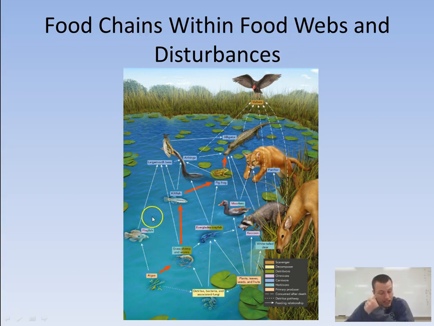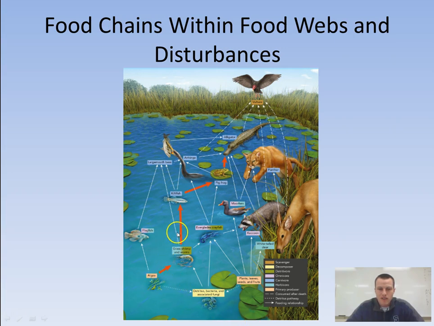Here's one highlighted here for you. So it starts with algae, and then it goes to grass shrimp, then goes to this fish, then to this herring of some sort, then to the vulture, and then probably goes back down to our detritivores, and then our plants get nutrients from them in order to grow. So that's how that cycle takes place. That's one food chain within this whole food web.